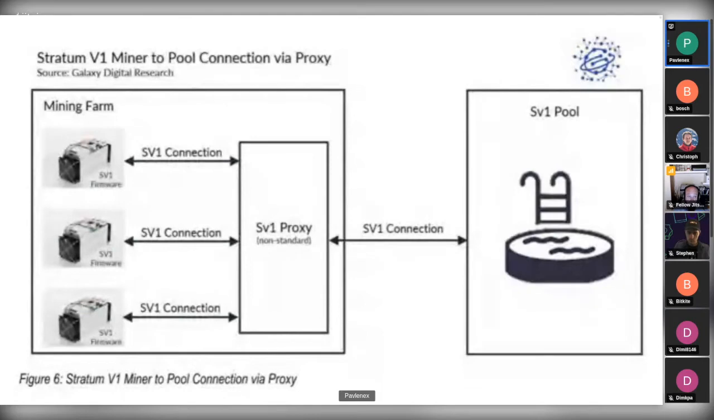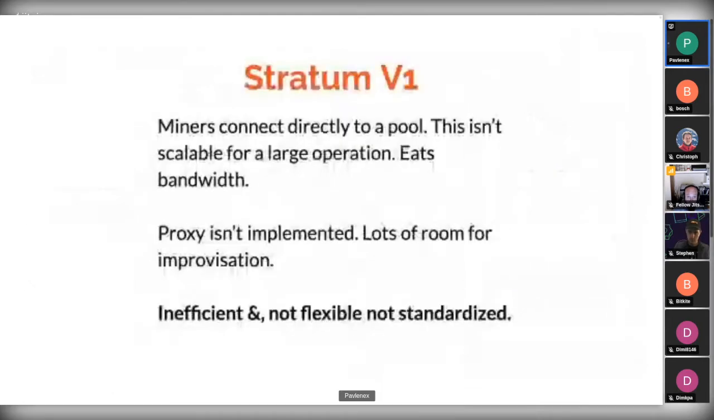Proxy server not being standardized is also one of the issues of this protocol that most miners currently use. As I said, miners connect directly to a pool. For a large operation this isn't scalable and eats a lot of bandwidth. A proxy saves this, but the proxy isn't implemented. There is a lot of room, as Rachel calls it, for improvisation, which means anybody can do things as they wish. There is a lack of standardization for Stratum version 1 when it comes to this proxy server, which is basically an intermediary between the miners and the pool.